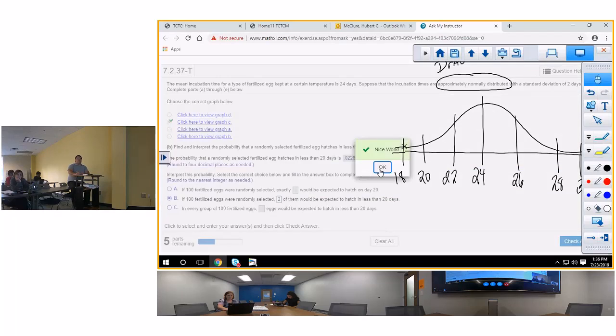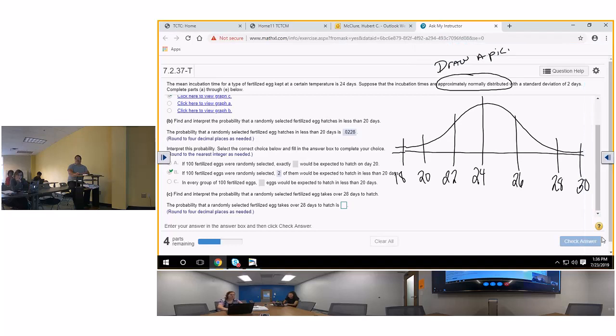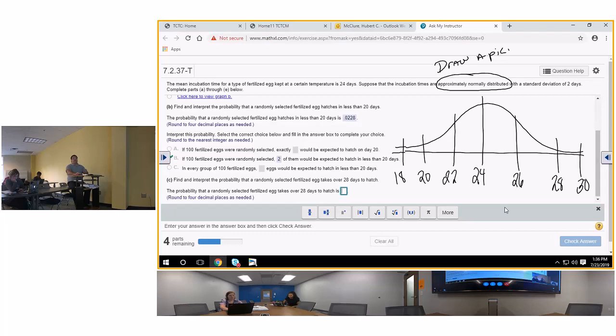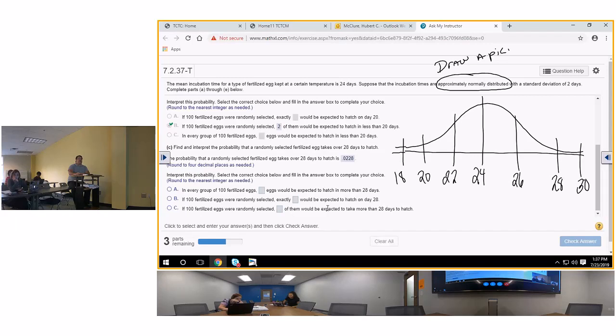Now, why did I say 2.3? Poor old Horatio, you can't have 2.3 eggs. Over 28 days: 28 minus 24 is 4. 4 divided by 2 is what? 2. 2 to what? 9999, which is going to be the same thing. But go ahead, what is it? 0.0228? And they're going to ask you the same question. Exactly doesn't work. 2.